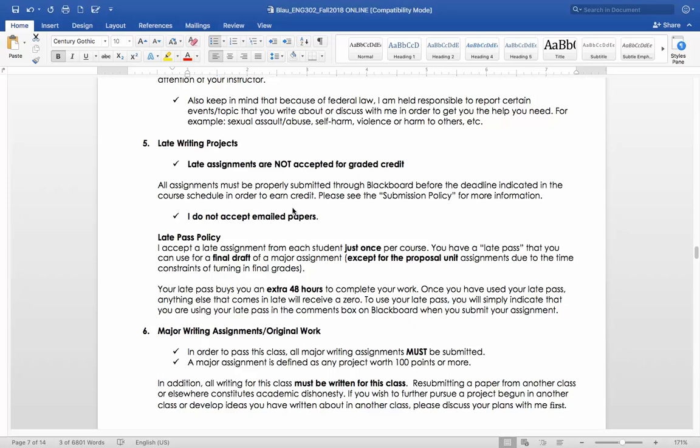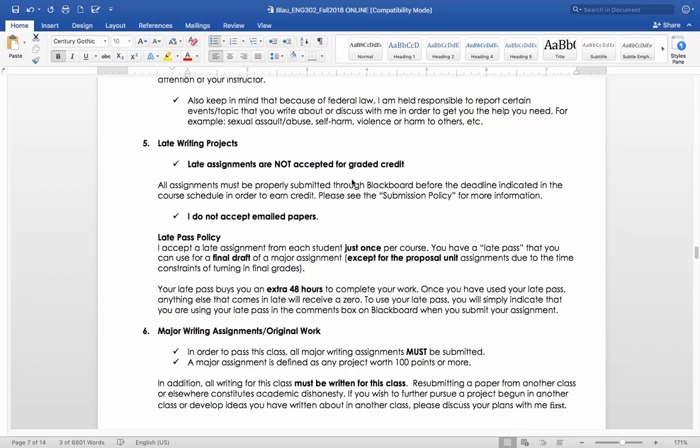The reason for this is in the business world, if you miss a deadline, you miss a deadline. If you are trying to apply for a job and you don't meet the deadline, you will not be considered for that job. So I know it sounds really harsh, but at this point in your academic career, you should be able to turn things in on time and manage your time properly. So late assignments are not accepted for graded credit.